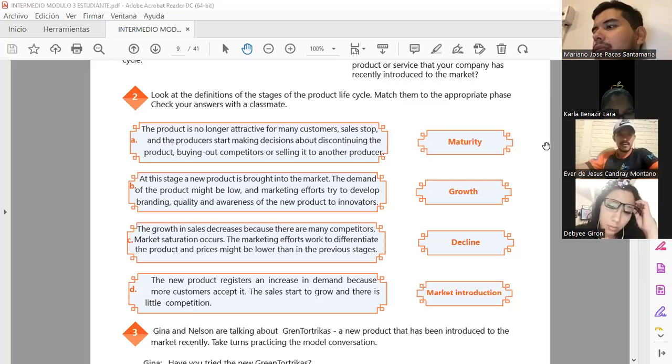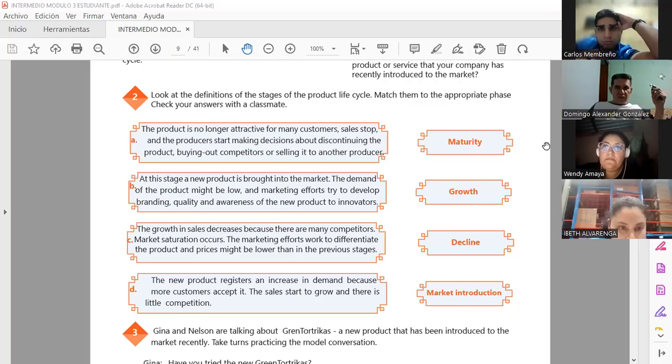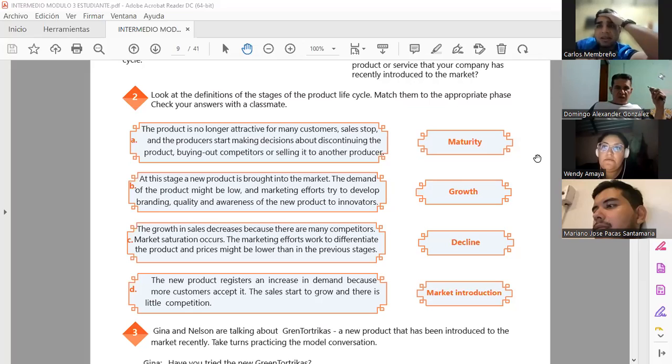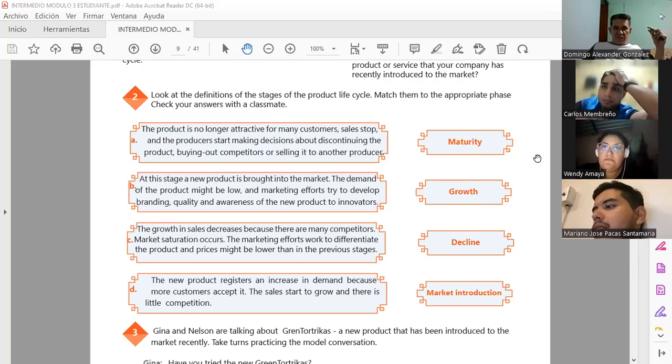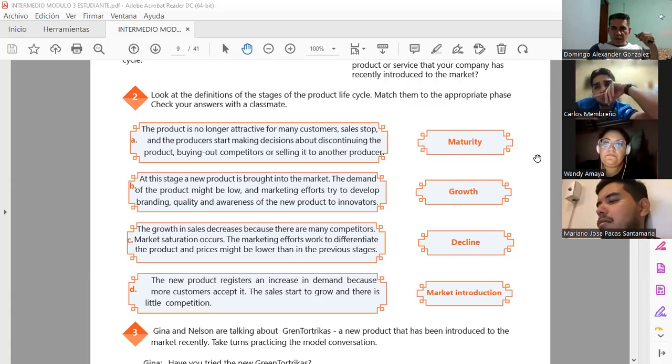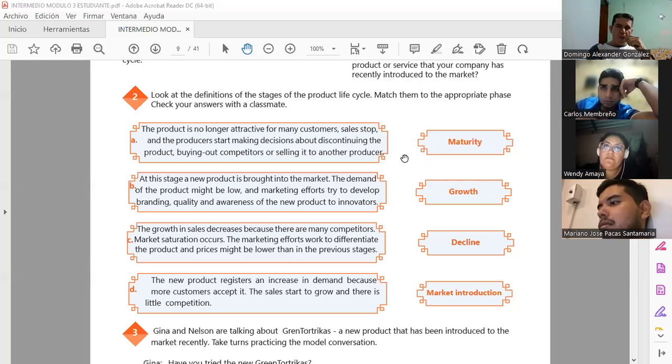Letter C. When two or three participants raise their hands, it's difficult for me. I will say Carlos, please. Letter C matches with maturity. Maturity. Excellent. Thank you. And the last one, easy, right? Domingo? Letter D is growth. Growth. Very good. Excellent. So, class, do you have any question about this topic? Remember, these stages are in the PowerPoint presentation. So after the class, tomorrow, in the video, you're going to see it, but tonight you're going to see it in the PowerPoint presentation. Okay, so let's continue working.